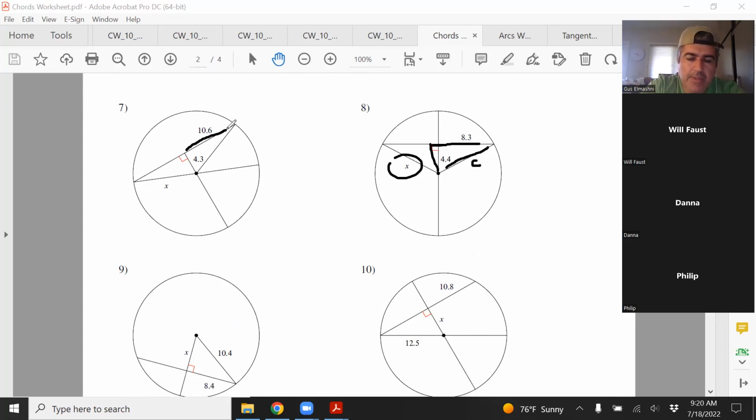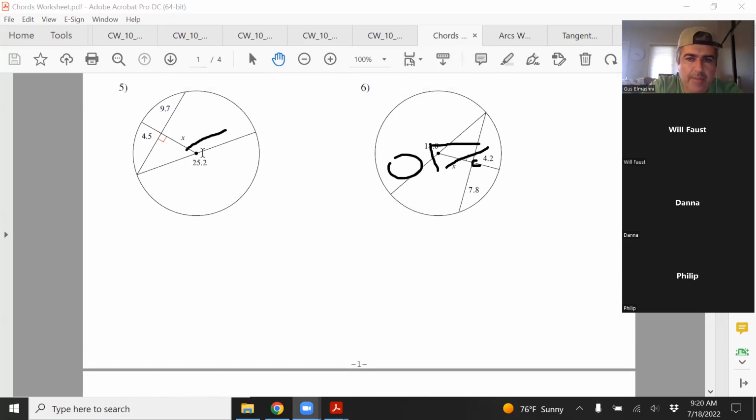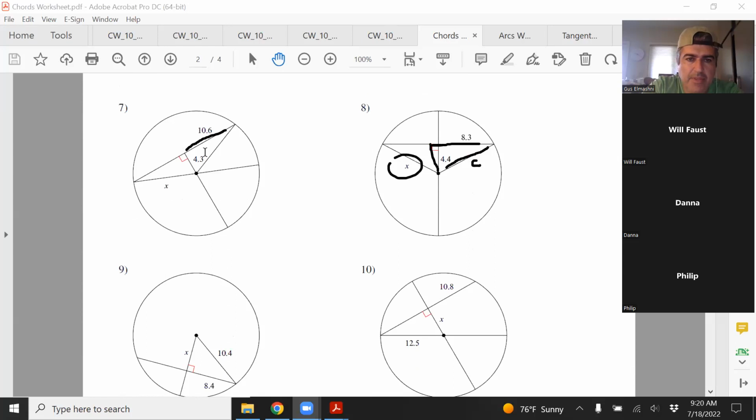This is apparently 10.6. They should have actually labeled it better. I think it's just closer to the edge. That's probably why it's just the radius, not the diameter. So if it's by the center, that's the diameter. But if it's closer to the edge of the circle, that's just going to be half the length. That's what I meant to say. So yeah, if that's C, you do the same thing.